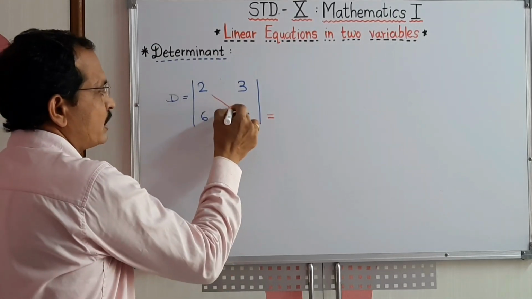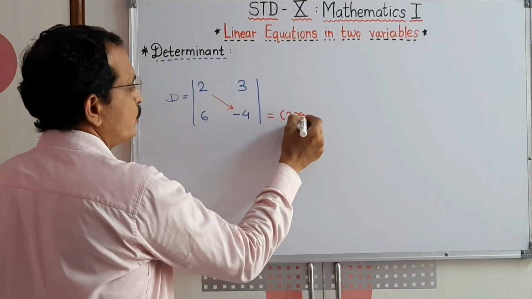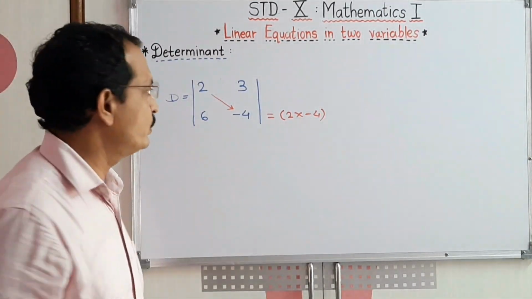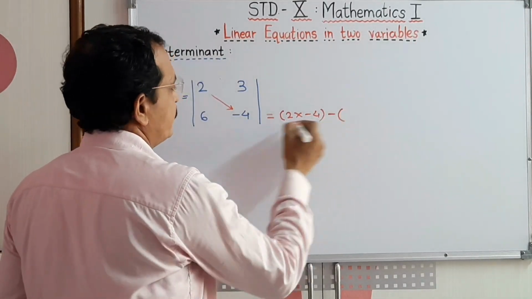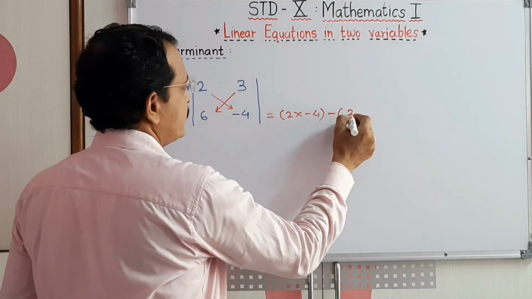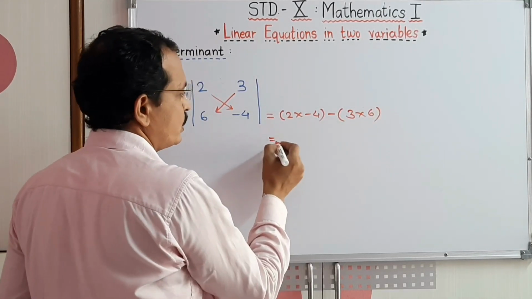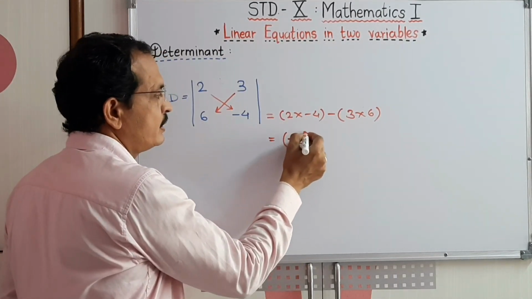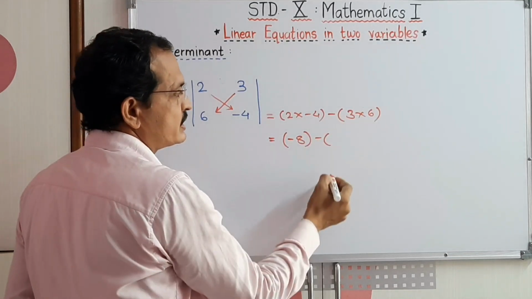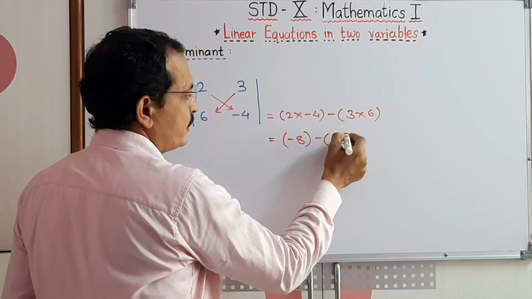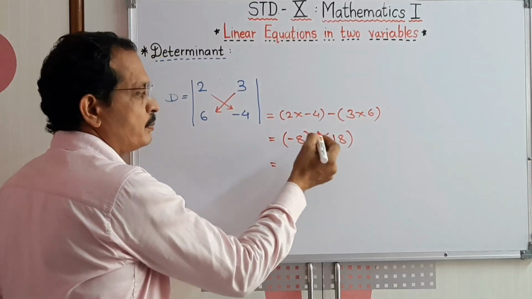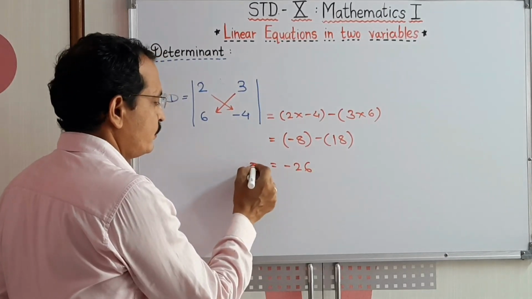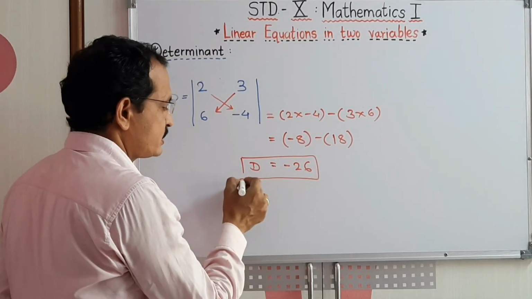First of all we do the multiplication 2 into minus 4. Always remember to put it in a bracket, as that will help you do the subtraction. Then we multiply 3 with 6. Now we get 2 into minus 4, which is minus 8, minus 3 into 6, which is 18. Now minus 8 minus 18 is minus 26. Therefore the value of determinant D is minus 26.